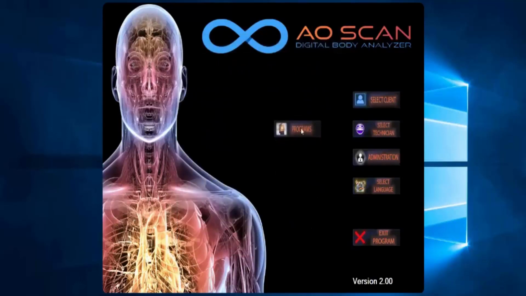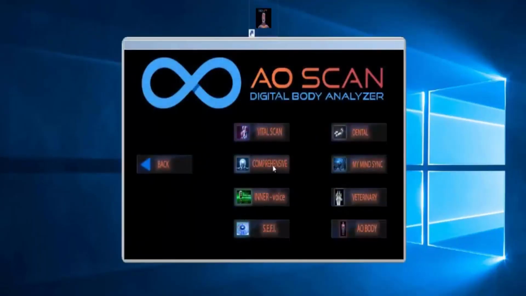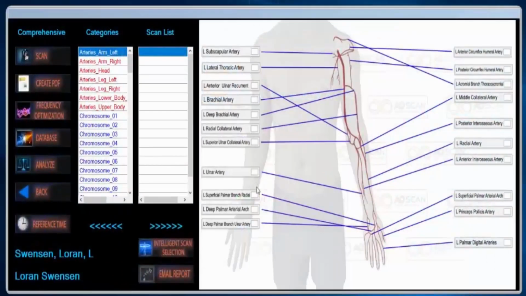So left click on the programs button, and we're going to do the comprehensive. So we would left click on comprehensive. This brings up the comprehensive desktop.